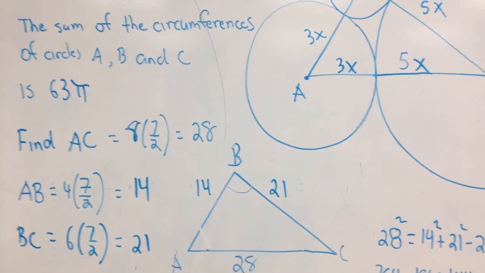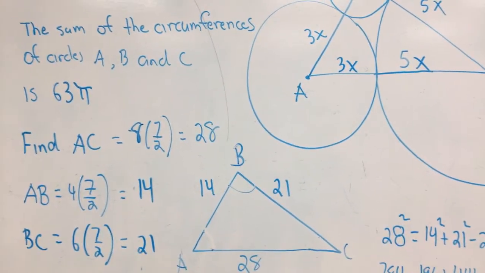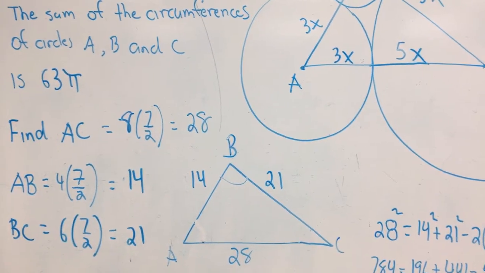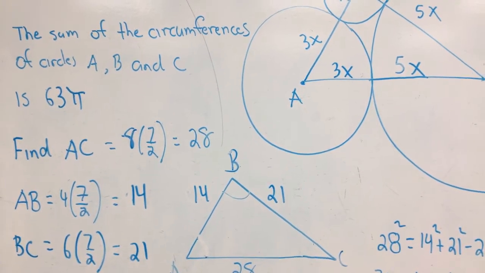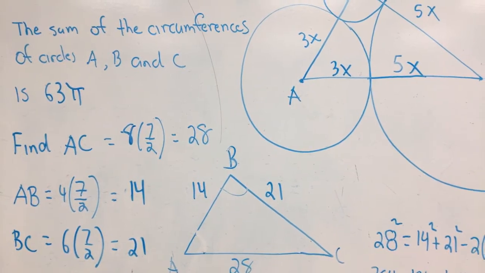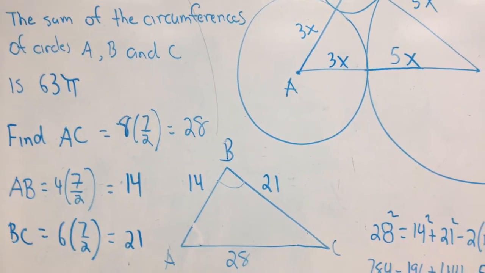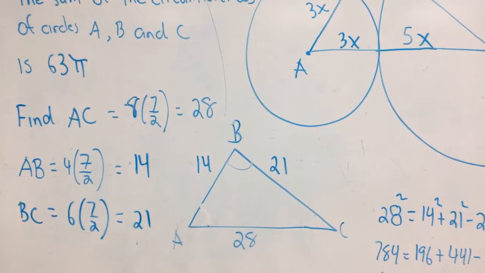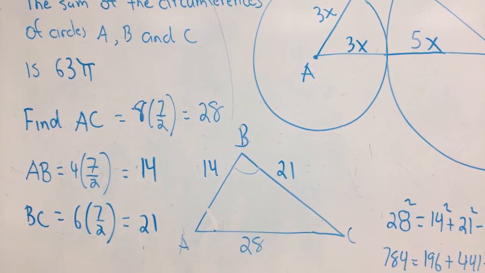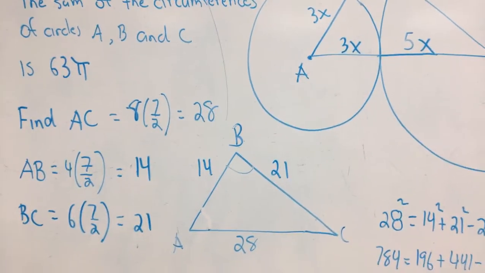Wow, to do that, you need to find what x is, because you need some radiuses. Then you need to find out the areas. Well, to do that, you need the angles. To get the angles, you're going to have to use the law of sines or the law of cosines. Isn't this a cool problem?